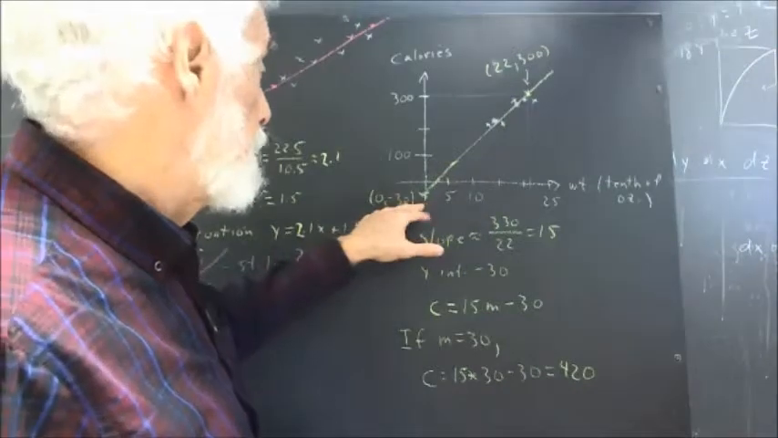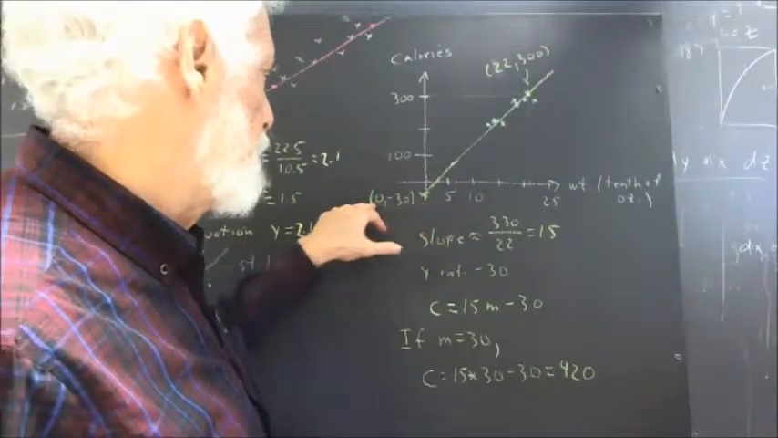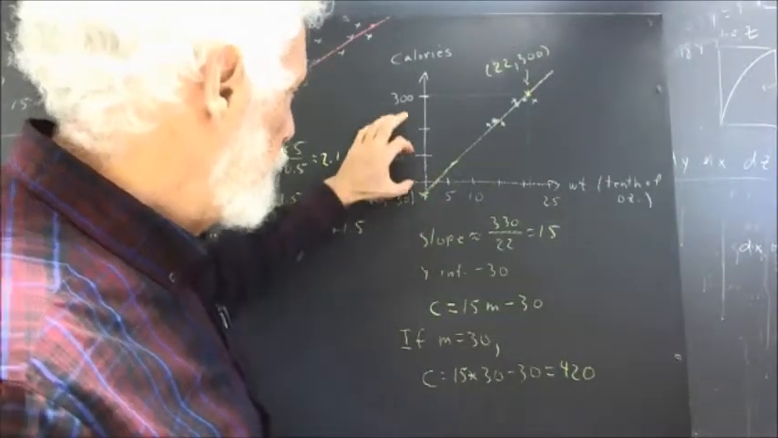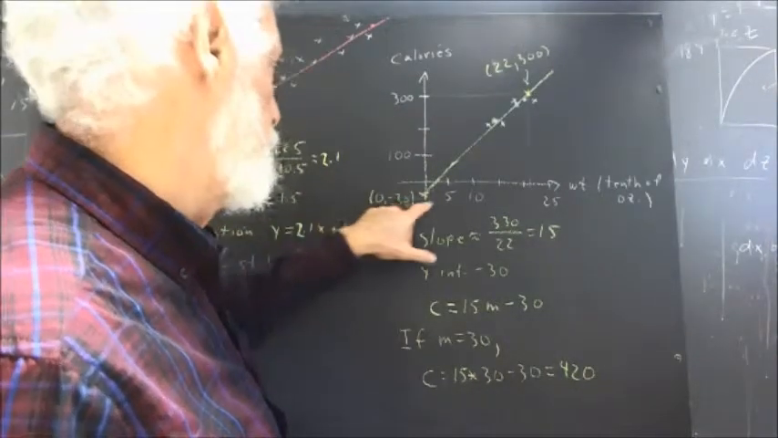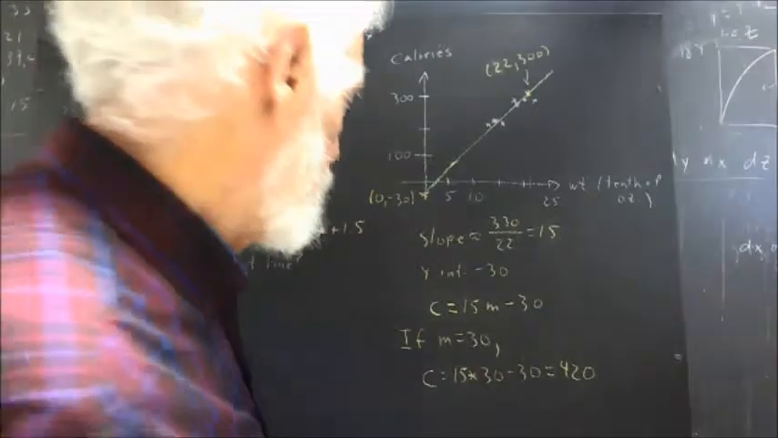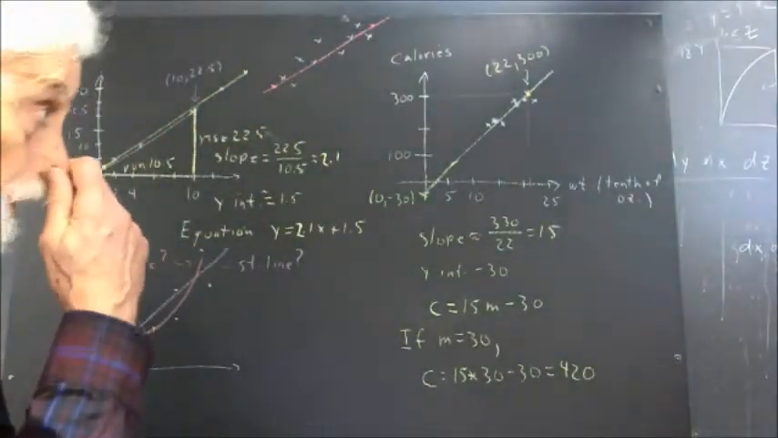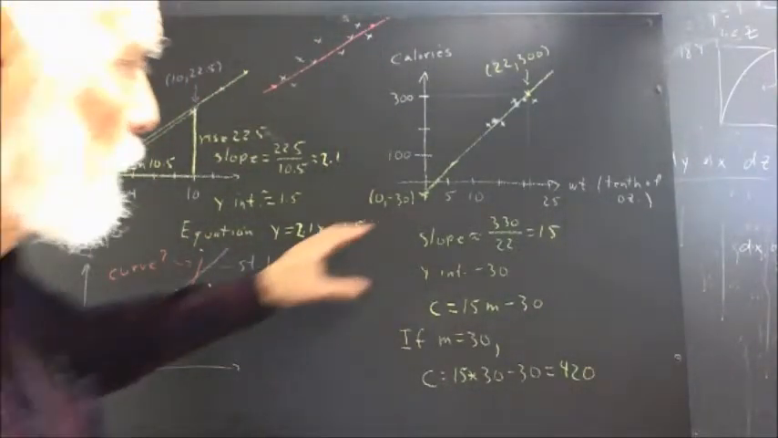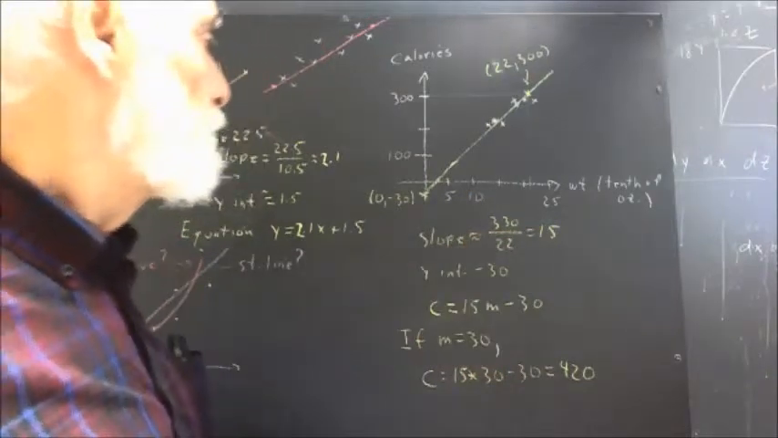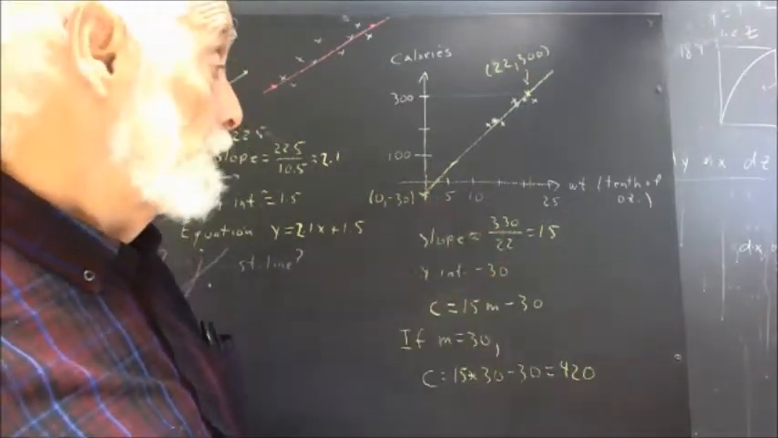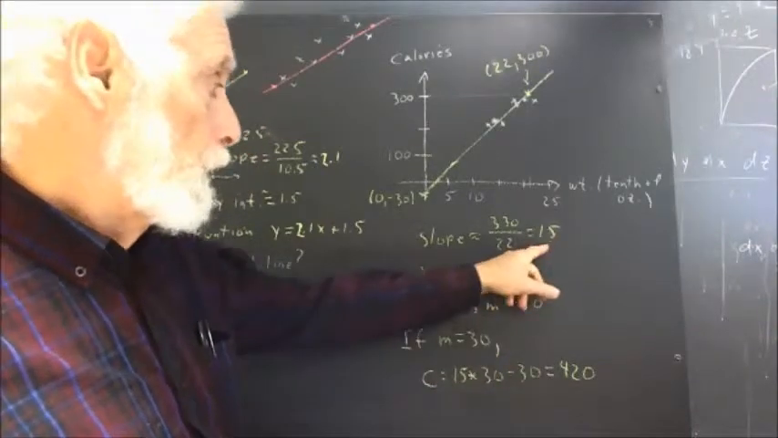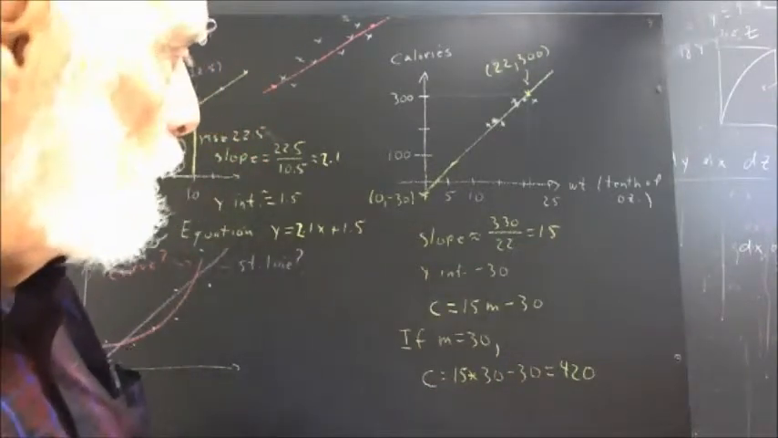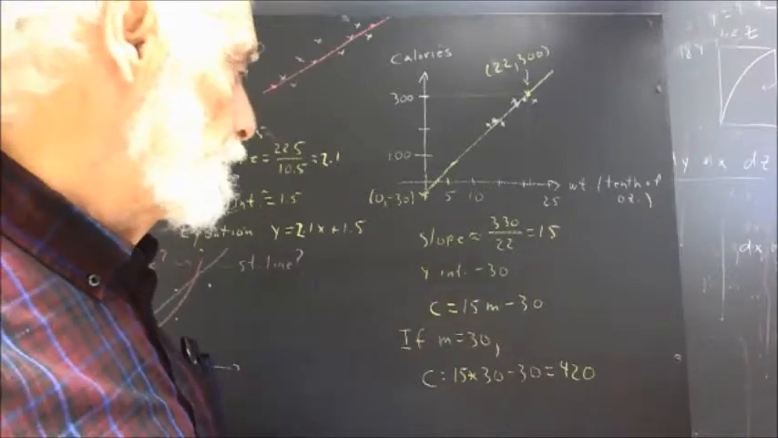And then I used the y-intercept, and I estimated that to be (0, -30). If this is 100 here, then this looks like it might be about -30. Actually, as I look at it a little closer, it's maybe like -40, but that's okay. You understand what's going on. So we get the slope of our line, which is going to be 330 over 22, or 15. And the y-intercept is -30.